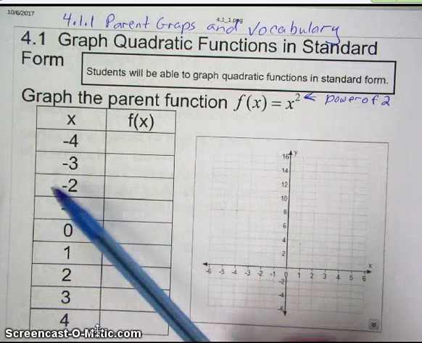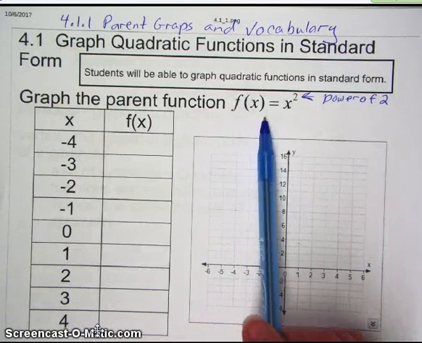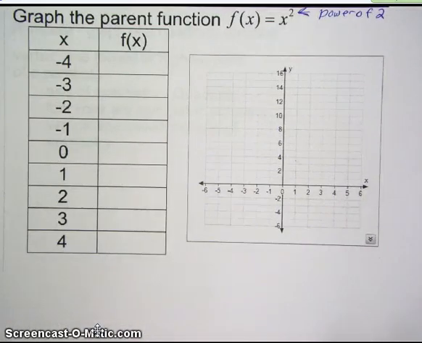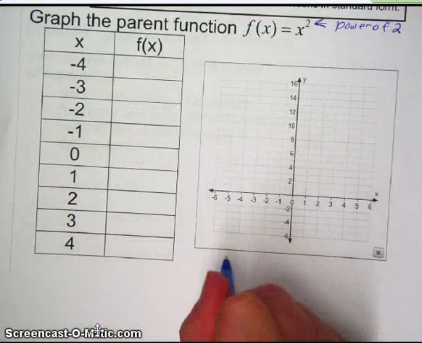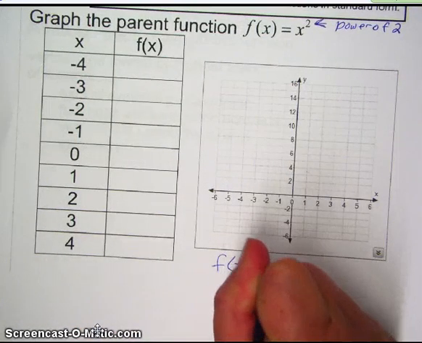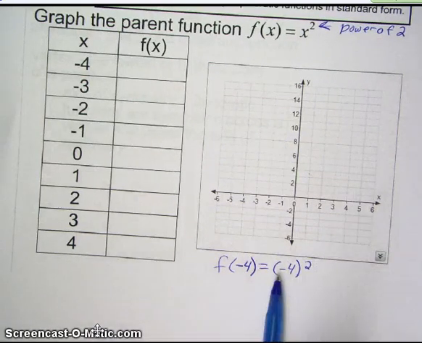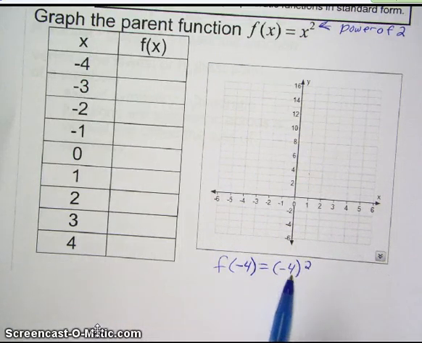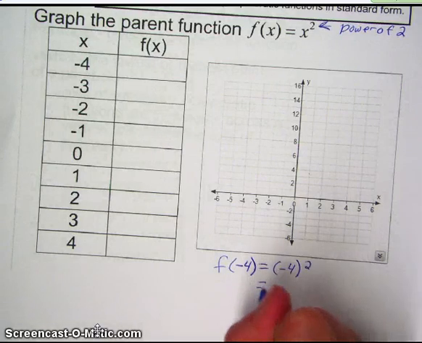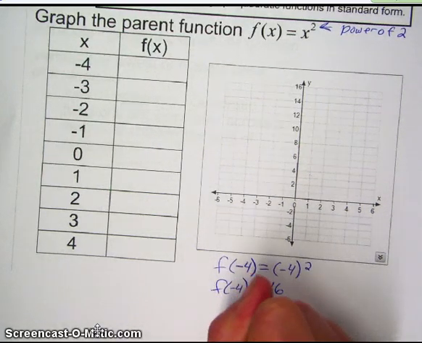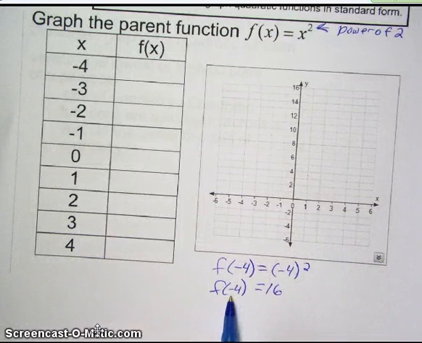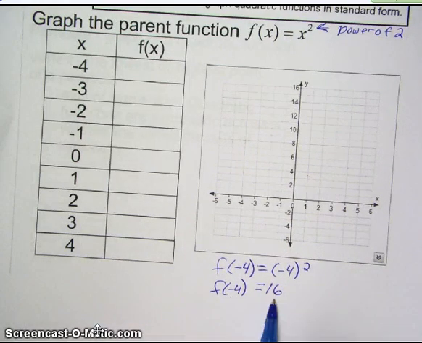So what we're going to do is take these numbers in this table and plug them into this function. I'm going to start with the first number in the table, which is -4. If I plug -4 into the function, remember what we learned in the previous section. When you substitute a negative, it always has to be inside parentheses. And when I have a negative raised to an even exponent, the answer is positive. So this notation says that if I input a -4 into the function, the output is 16.